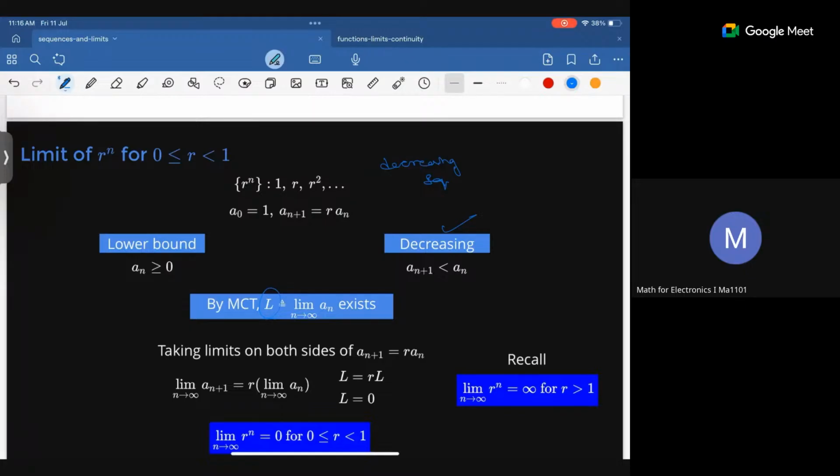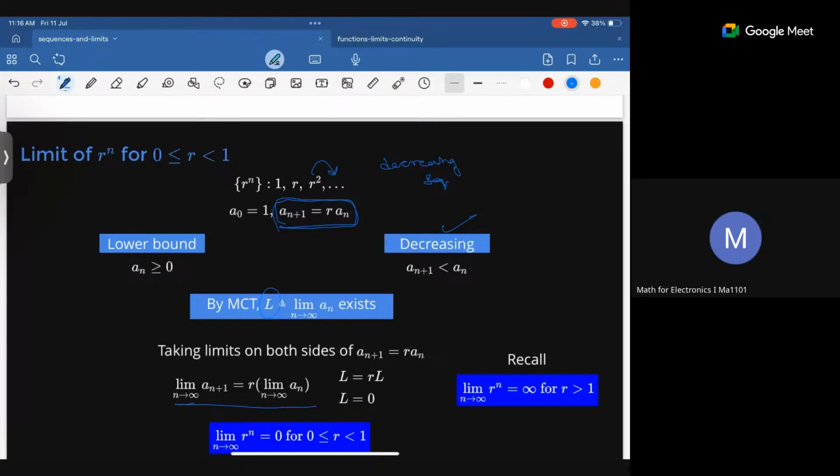Now we have the recurrence relation between the next term and the current term. So I can write the geometric series like this. The next term in my sequence is basically r multiplied to the previous term. So that is what it is. Now I take limits on both sides.